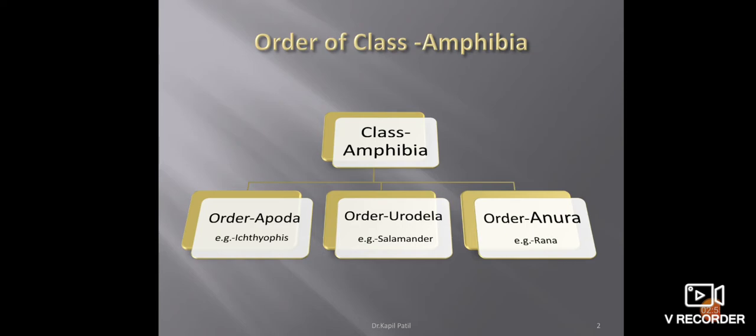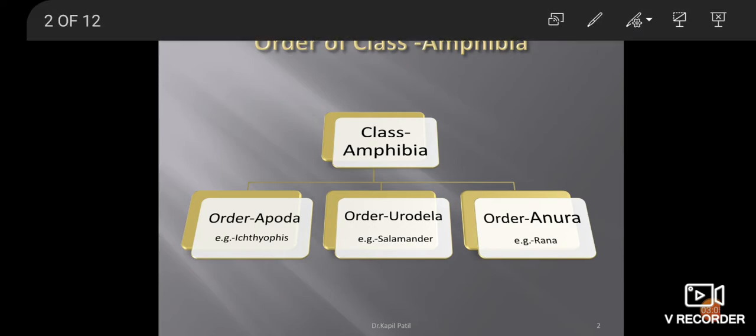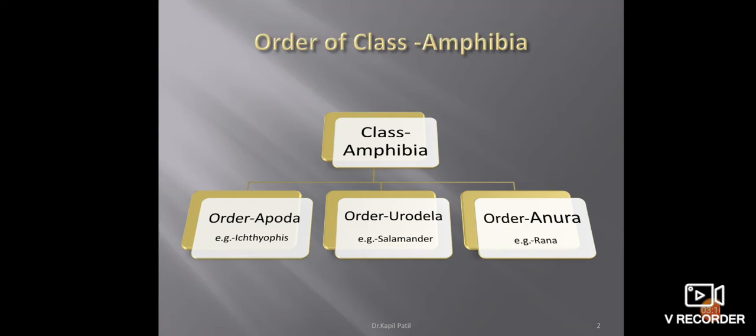So class Amphibia has three orders. One order is extinct. So the three orders are Apoda, Urodela and Anura. Apoda means limbless; this animal is worm-like. Urodela means tailed amphibians; a well-known example is the salamander. Order Anura means tailless amphibians; an example is Rana tigrina.